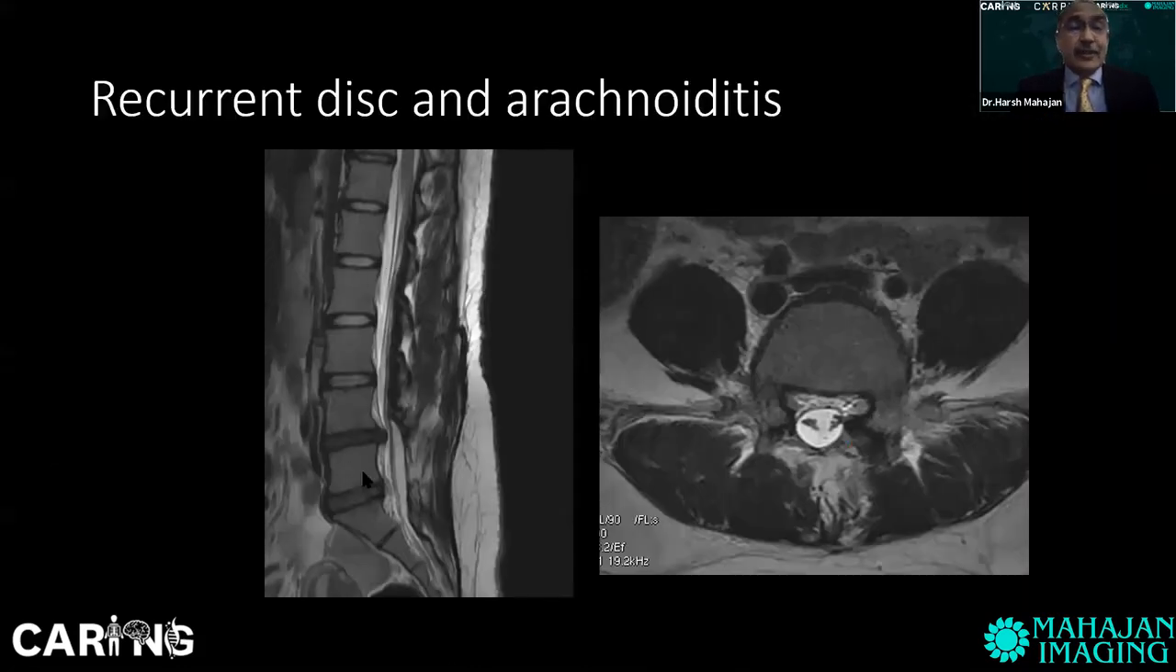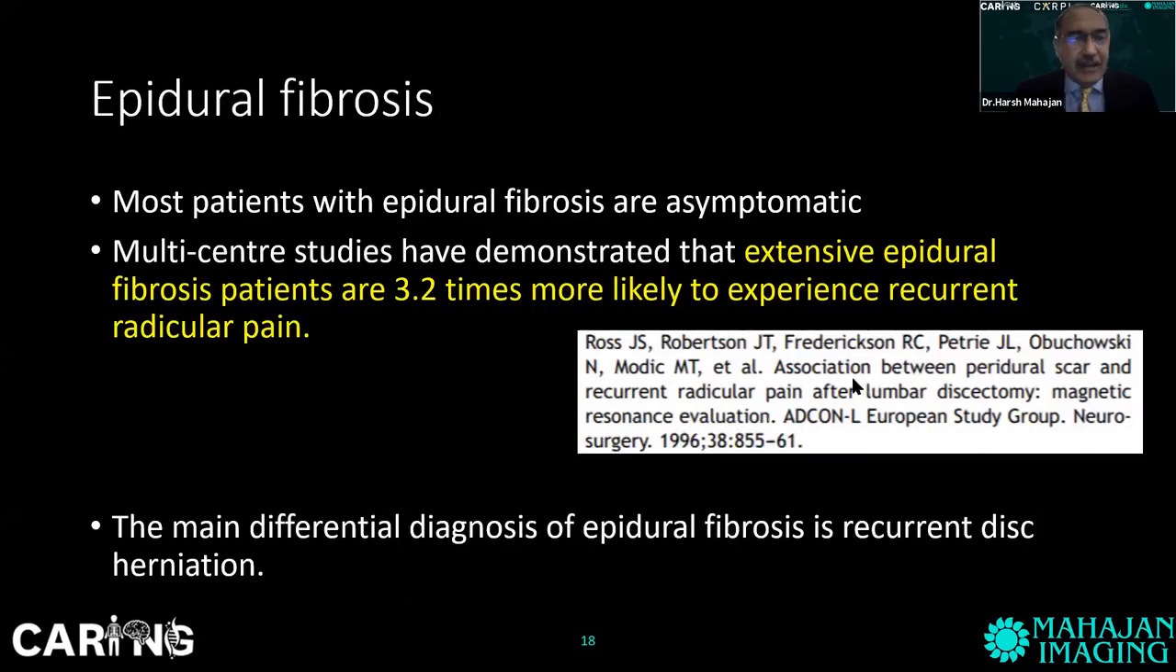This is a case of a recurrent disc with arachnoiditis. And for the radiologist, it's very necessary to recognize this rope-like appearance where the nerve roots are fused together. And the problem post-op was not due to this recurrent disc, but due to arachnoiditis. And it's important in every case to mention it if we find it.